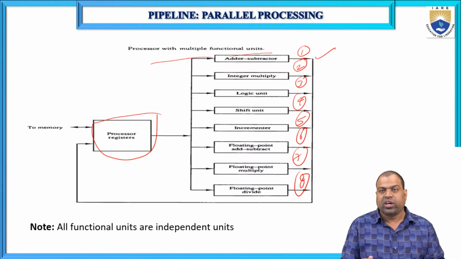Adder, subtractor. Okay, I will go parallelly. Parallelly I will go with integer multiply. So I will not depend on any one thing. Parallelly I will perform. So these are the possibilities of parallel.